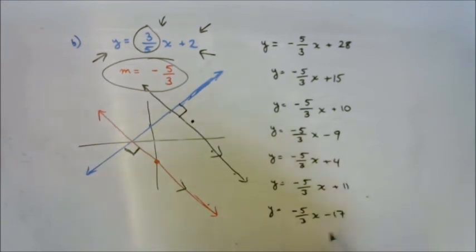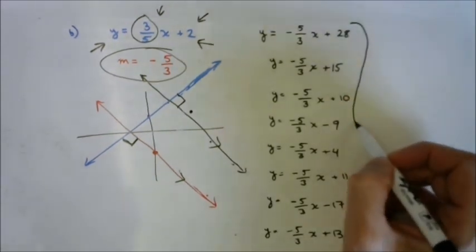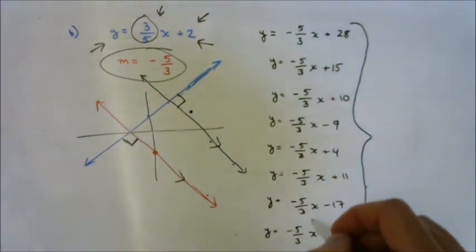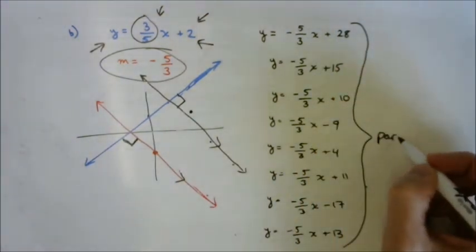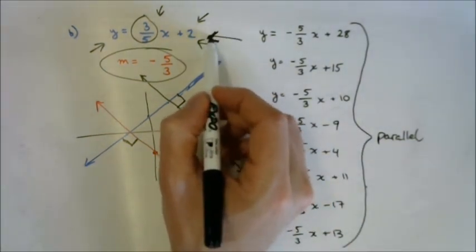Maddie? Y equals negative 5 over 3x plus 15. Okay, what is true about all of these lines? They're parallel to each other. They're perpendicular to that one. To this guy, they're perpendicular. Okay?